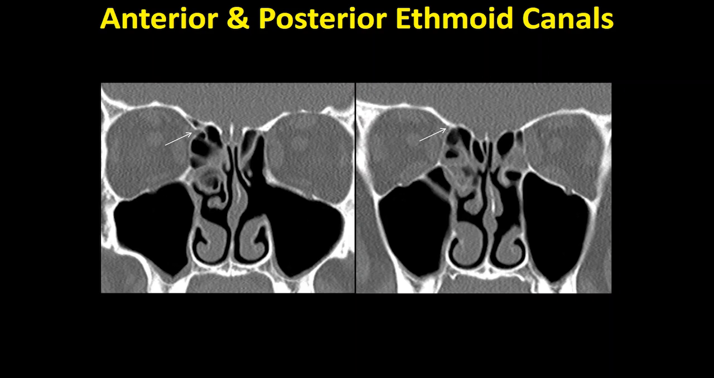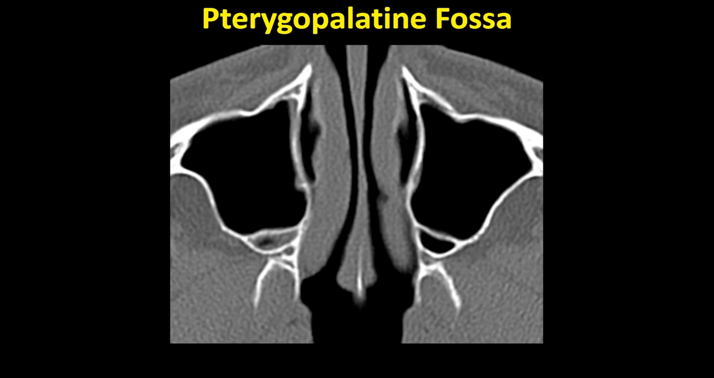There are these sort of conical projections that are seen along the lamina papyracea. These are the anterior and posterior ethmoid canals. Look at these regions carefully whenever you're dealing with epistaxis. Moving on to the Pterygopalatine Fossa, key junctional area when you evaluate the paranasal sinuses. This is a region you must evaluate.